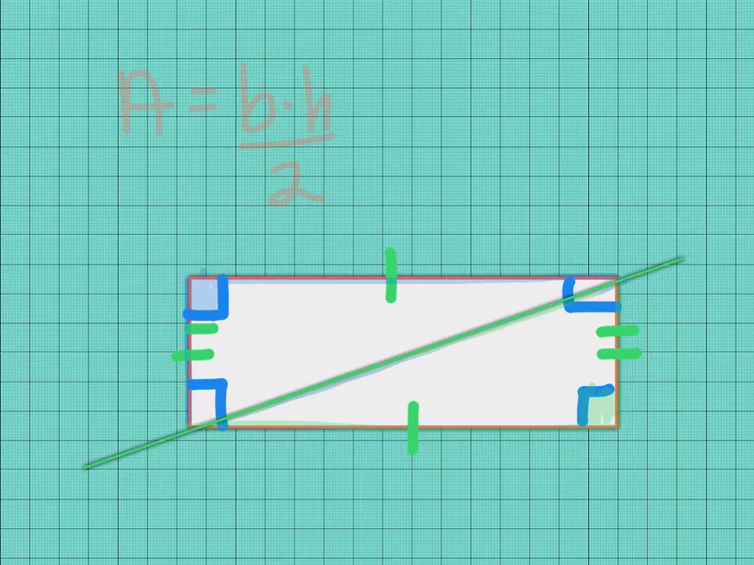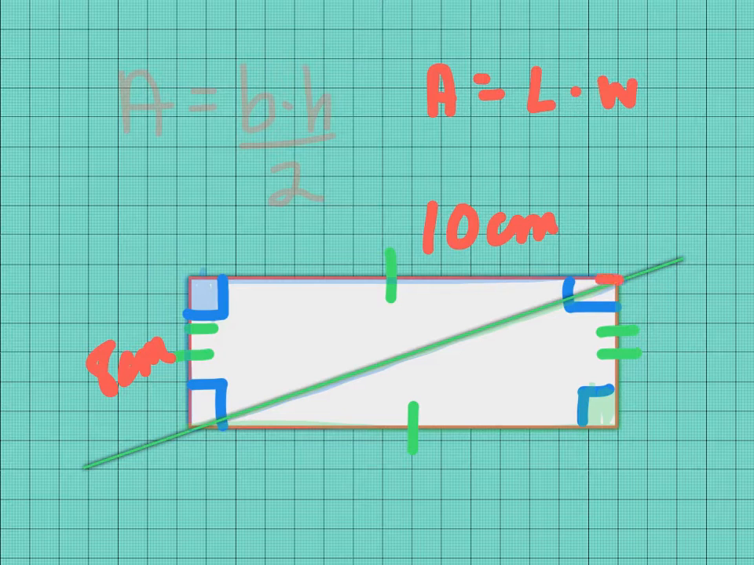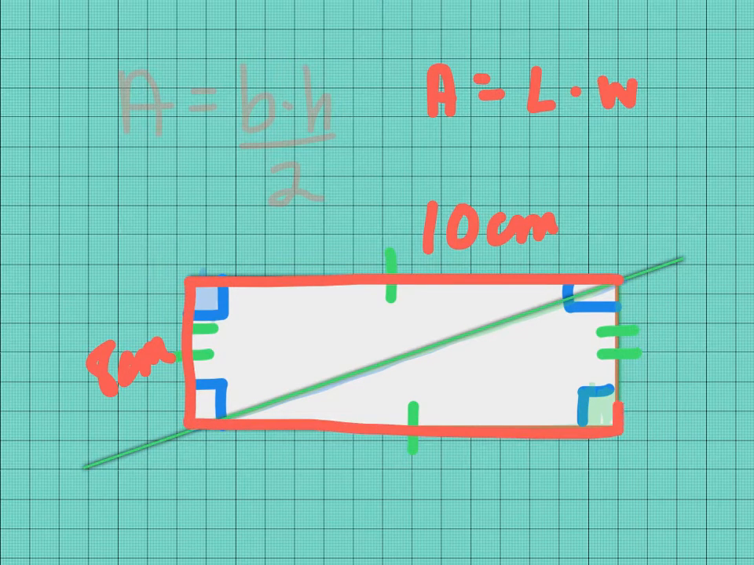We also know that when we find the area of a rectangle or the area of a square, we use area equals length times width. So if this is my length and it's 10 centimeters, and this is my width and it is 8 centimeters, that means that the area of the entire square or entire rectangle is 80 centimeters squared.